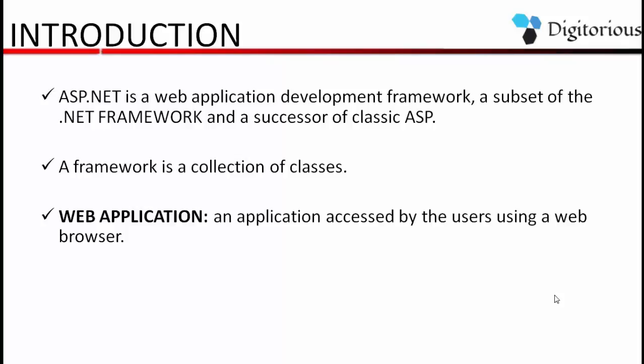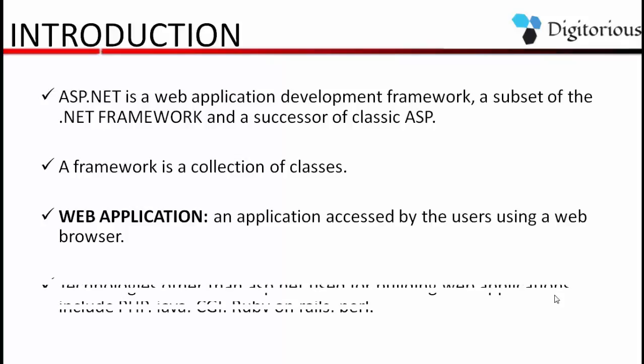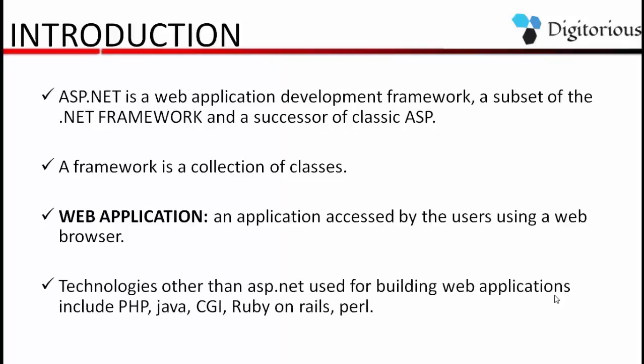Now let's understand what a web application is, because in ASP.NET we'll be building our web applications, so we must know what a web application is. An application accessed by the users using a web browser such as Internet Explorer, Google Chrome, or Mozilla Firefox is a web application. Now, technologies other than ASP.NET which are used for building web applications include PHP, Java, CGI, Ruby on Rails, and Perl.